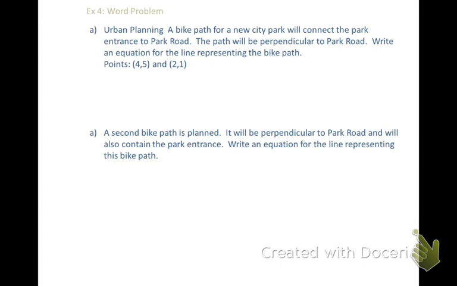Word problems. Urban planning. A bike path for a new city park will connect the park entrance to Park Road. And on your homework there will be pictures, I believe. The path will be perpendicular to the road. Write an equation for the line representing the bike path.